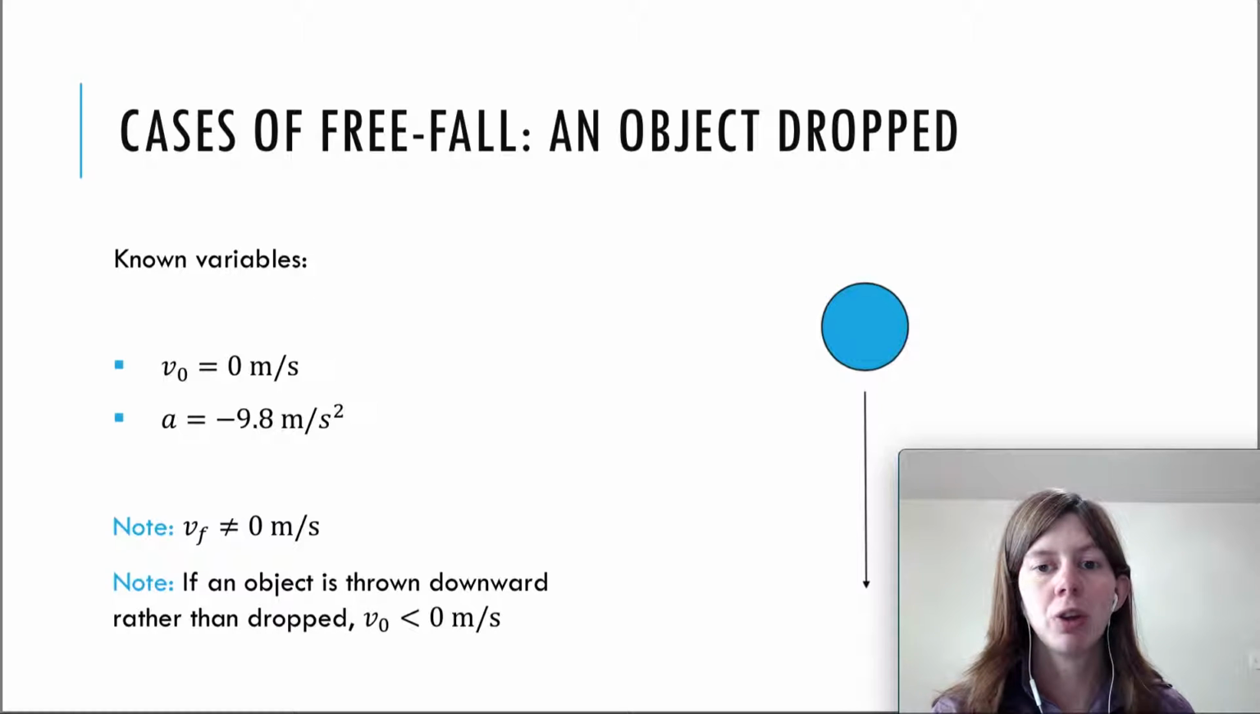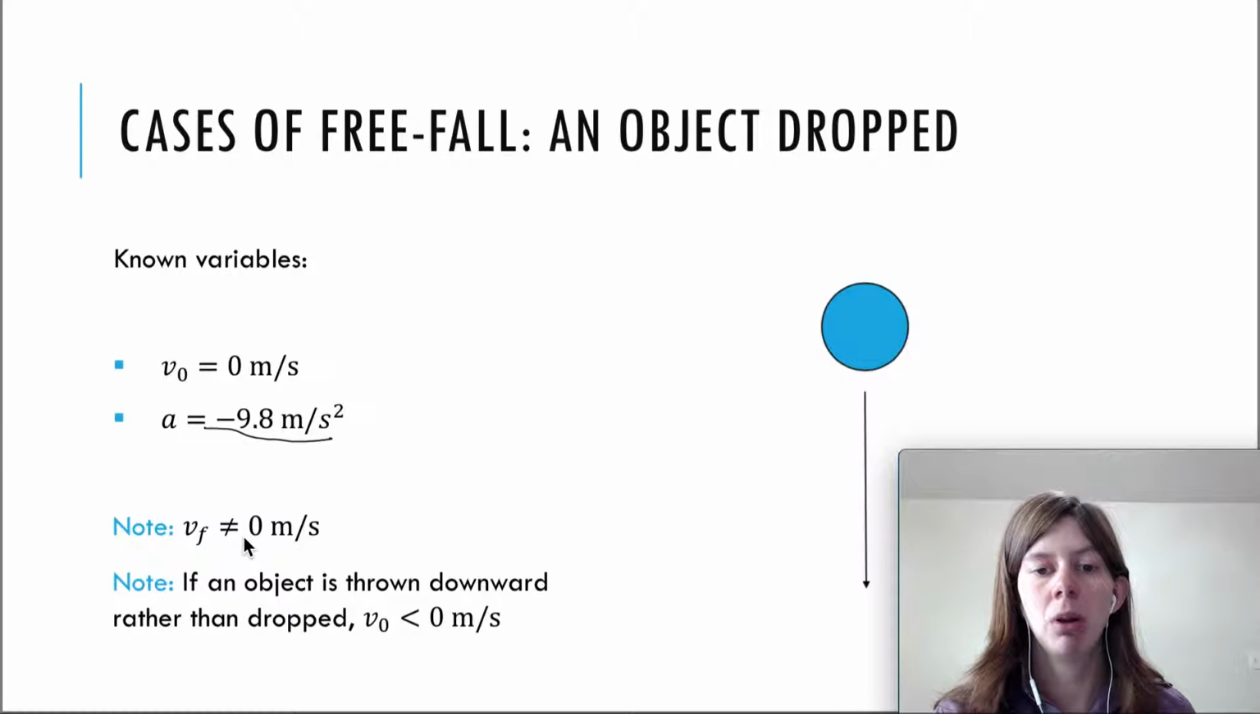So if you're told that an object is dropped or released from rest or is just falling, then you're going to assume that the initial velocity is 0 meters per second. So the problem may not tell you that, but this is a known variable, so it will be one of your givens. And you will always know that the acceleration is negative 9.8 meters per second squared. Even though it's not given in the problem, this is one of the givens that you will write down.